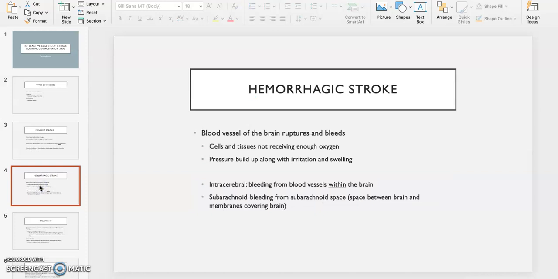Hemorrhagic strokes are blood vessels of the brain that rupture and bleed. So hemorrhage, bleeding. The cells and tissues don't receive oxygen as a result, and the bleeding could also create pressure buildup, irritation, and swelling as well. The two types are intracerebral, which is bleeding from the blood vessels within the brain, and subarachnoid bleeding, which is from the subarachnoid space, the space between the brain and the membranes covering the brain.